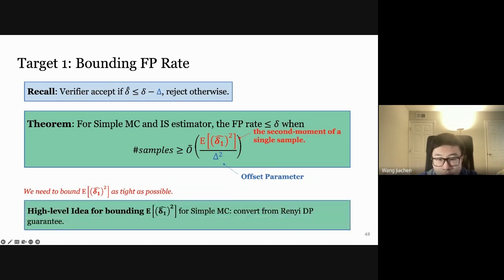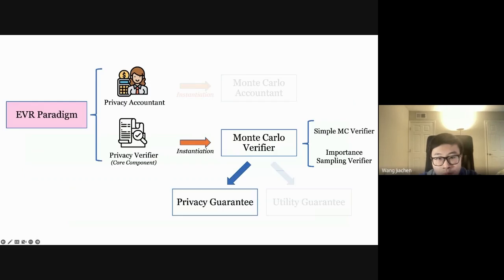Our high-level idea for bounding this second moment is through the RDP guarantee, the Renyi DP guarantee, for the composite mechanism. This is a very natural idea, since converting the Renyi DP guarantee to the upper bound for the true delta, which is the first moment of this estimator, is a well-studied problem. And now we discuss the second design goal of the MC verifier, which is a low false negative rate for a good utility.